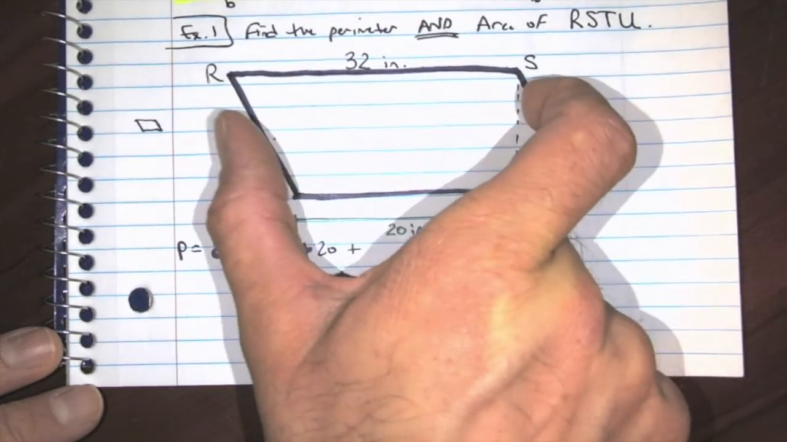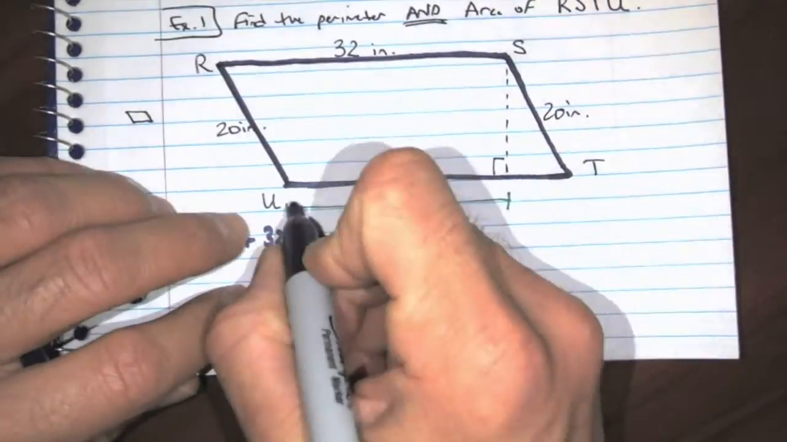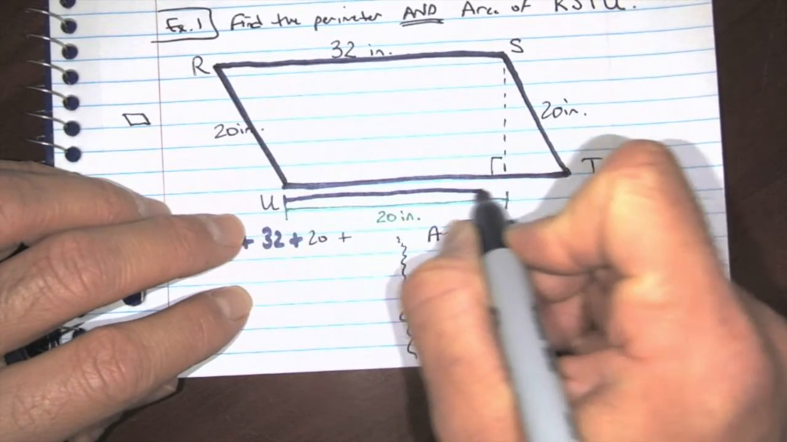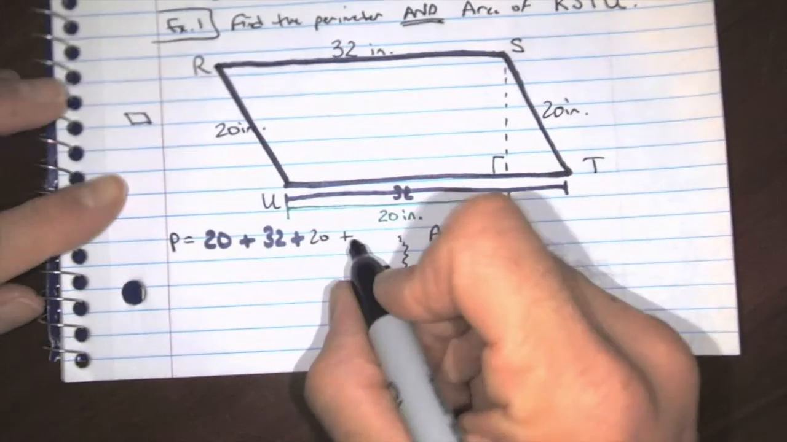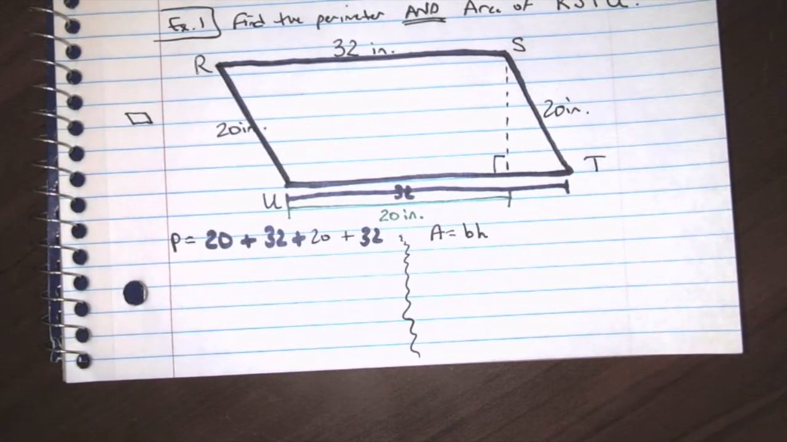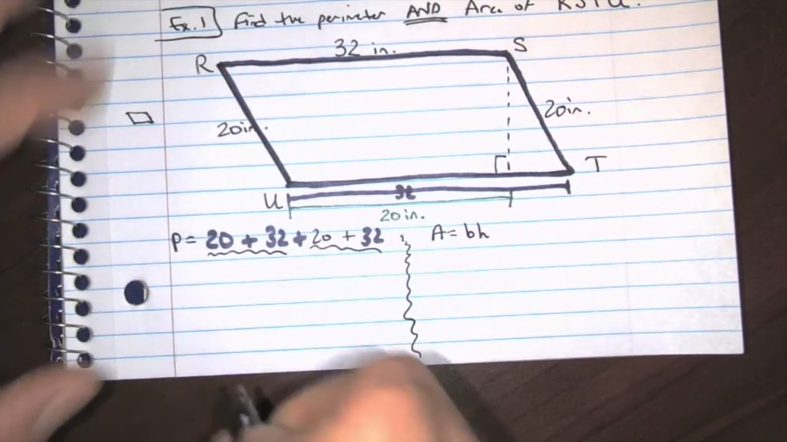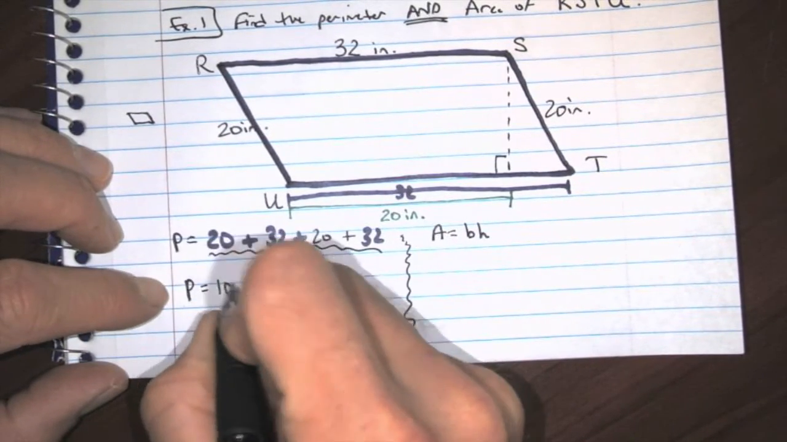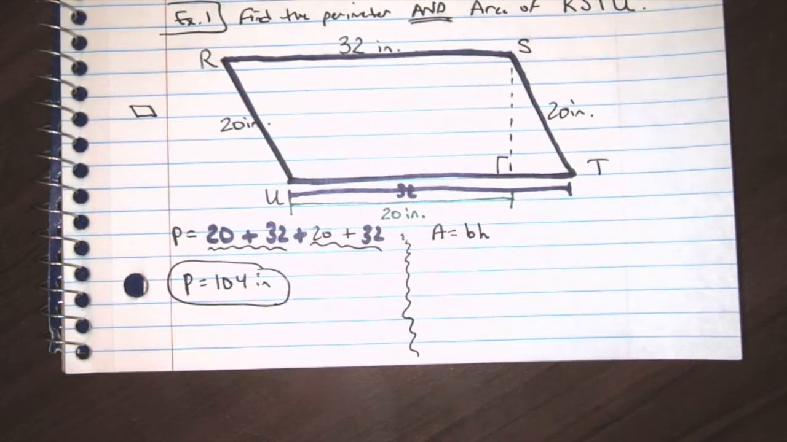Well, same thing. Opposite sides are congruent. That's 32. This is 32. Total distance, 32. So add the sides of a parallelogram together. That's going to be 52. That's going to be 52. I think the perimeter is 104 inches. Perimeter is always in length: inches, miles, feet, yards. You get the picture.